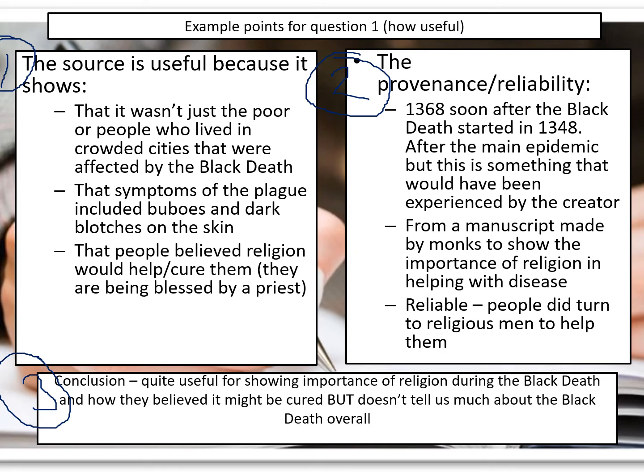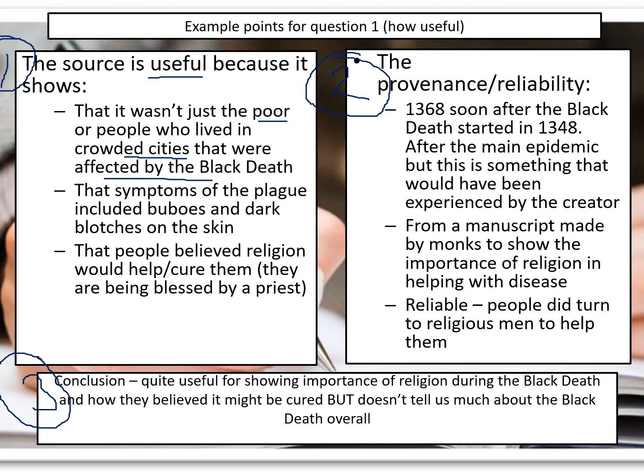So thinking about points you could have had about the content and blending some own knowledge. We could have talked about how the source is useful because it shows that it wasn't just the poor or people that lived in the crowded cities that were affected by the Black Death. You could talk about the fact that these monks would have lived in the monasteries, and actually the monasteries were really badly affected by the Black Death as well, even though they were traditionally much cleaner than other places, because they were often giving the last rites and looking after people that had been very ill. A lot of people died, and it wasn't just in one area. You could talk about the nationwide impact, the fact that 1/3 of the population died with the Black Death.